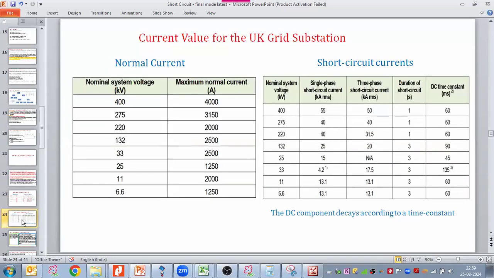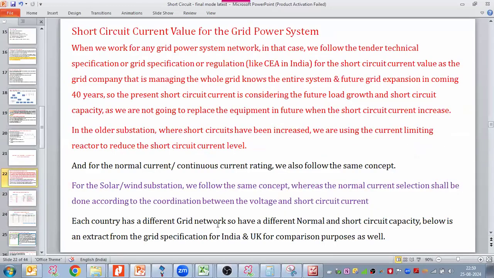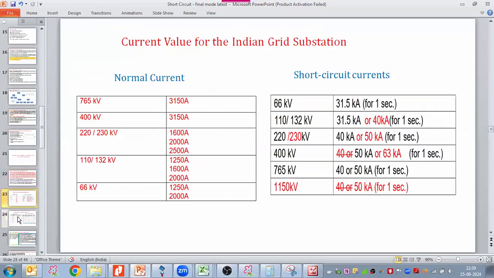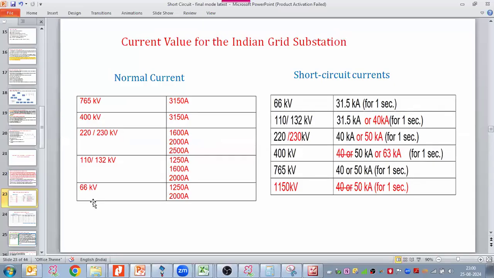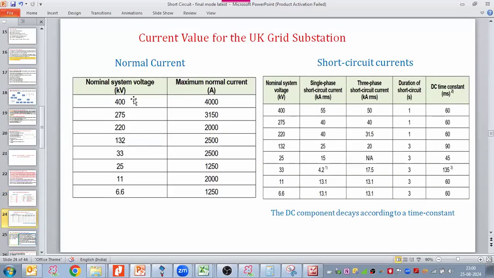Now, I'm taking the same for the UK. My statement is that each country has a different grid network. So I took the Indian grid network, now I'm taking the UK, their grid network and their short circuit and normal current rating. I have taken all the voltage levels here. Here I took all the transmission voltage, but here I took both distribution and transmission voltage. The 33 kV, 11 kV is considered as distribution voltage, not transmission voltage. So this is the transmission voltage, continuous current and short circuit current.